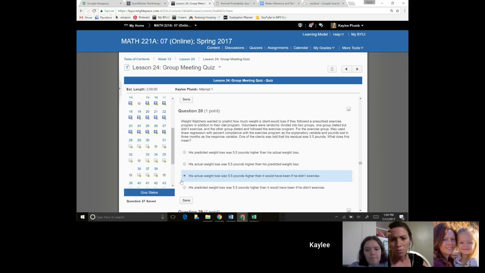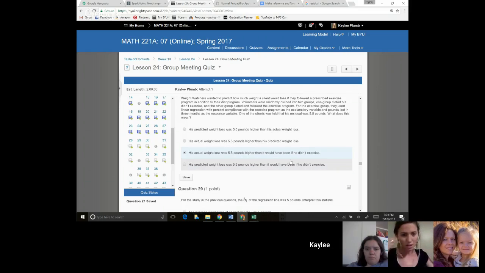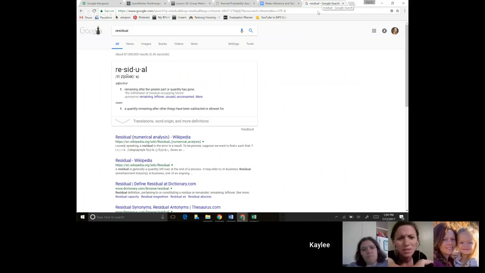But it's talking about him personally, though. That's why I think it is the second one. Because one of the clients was told that his personal residual was 5.5 pounds. I thought that would have just been compared to the median. Yeah. What does this mean? I don't know. But do you get what I'm saying? No, yeah, I understand what you're saying. That makes sense. I don't really know much about what residual is, to be honest. That's just what I'm assuming.